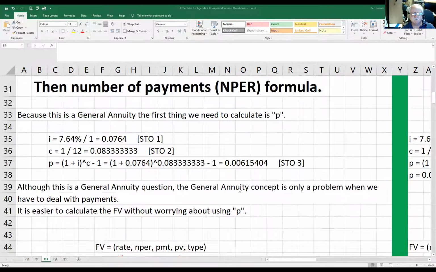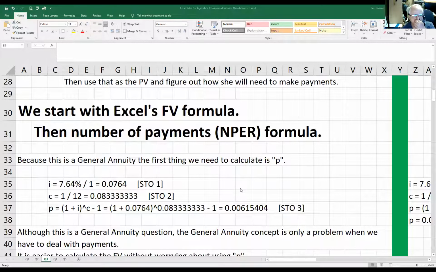So if we did this with Excel, we start with finding the future value formula in the first calculation, and then we're going to use NPER to find the number of payments.